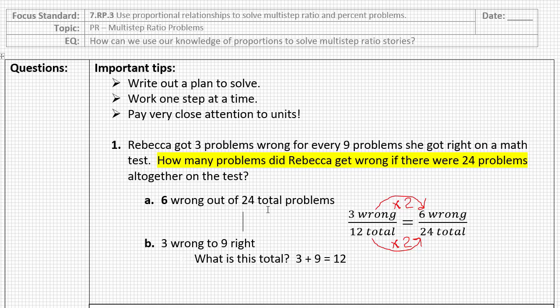So there we go. We wrote out a plan with questions and information that we knew, and then just worked our way backwards one step at a time until we could solve.